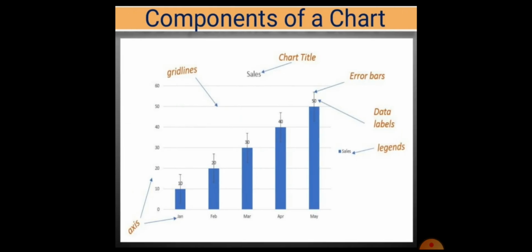Next is components of a chart. Now before starting this concept, first we will consider what are the various important components of a chart. First is chart title, grid lines, error bars, data labels, legends, axes, etc. So now we will study one by one components of a chart.